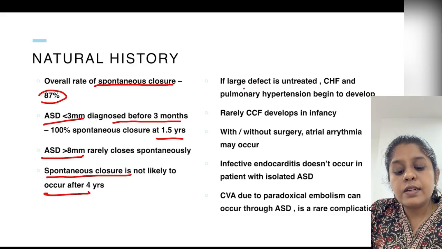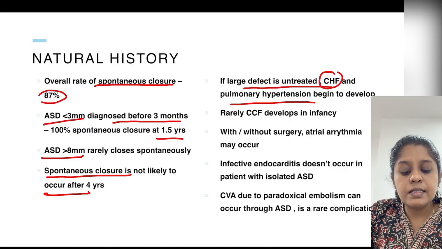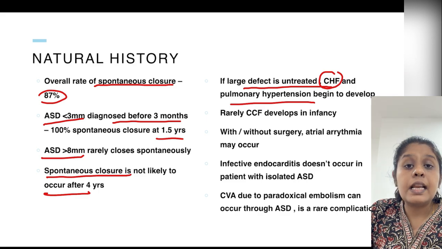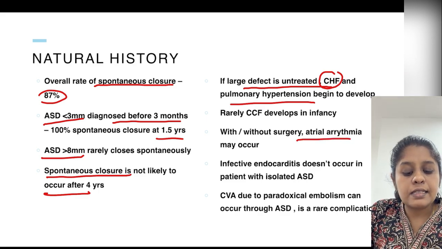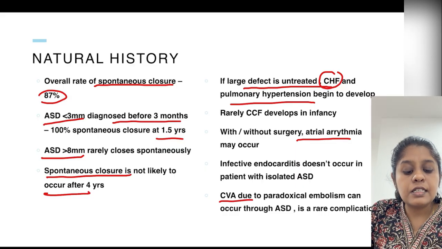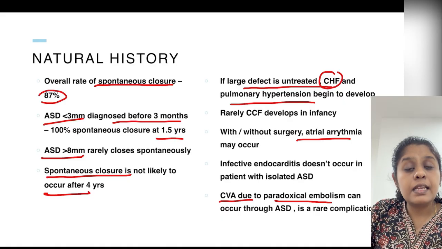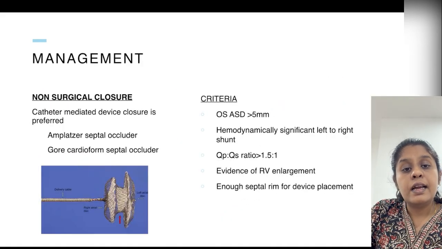So if a large defect is left untreated, congestive cardiac failure and pulmonary hypertension will begin to develop, and rarely CCF will develop in infancy. With or without surgery, atrial arrhythmias may occur. Infective endocarditis doesn't usually occur in isolated ASD, and cerebrovascular accident due to a paradoxical embolism is a known thing, but it is a very rare complication of atrial septal defect.